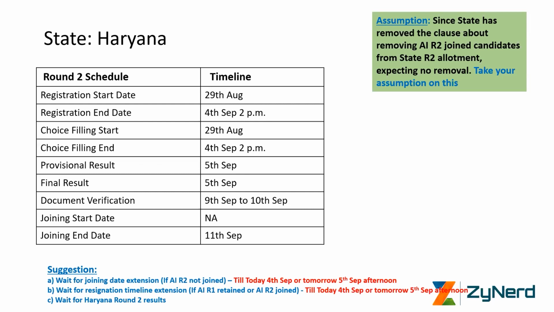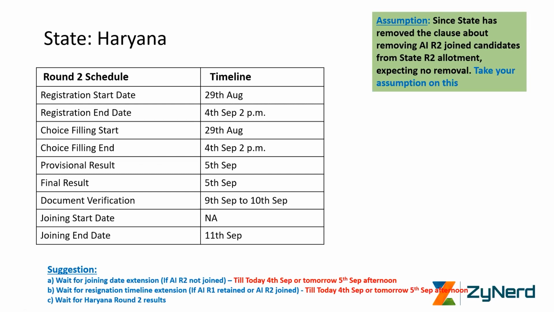In case you're an All India Round 1 retain candidate or All India Round 2 join candidate, then you have already joined before, immediately after the allotment results you joined, or you retained an All India Round 1 seat. Wait for a resignation notice till today evening. If the resignation notice comes up and it extends beyond 5th September, then you will have time. As of now, 5th September is the timeline. You can go through the introductory part of the earlier sessions. We would have explained that.